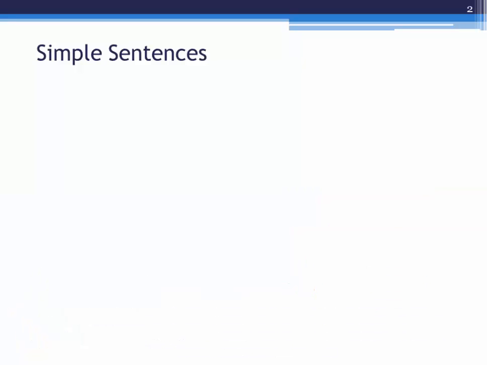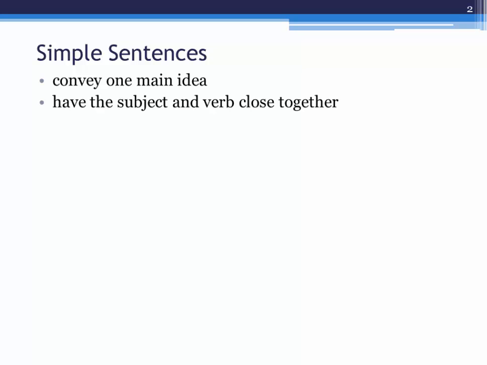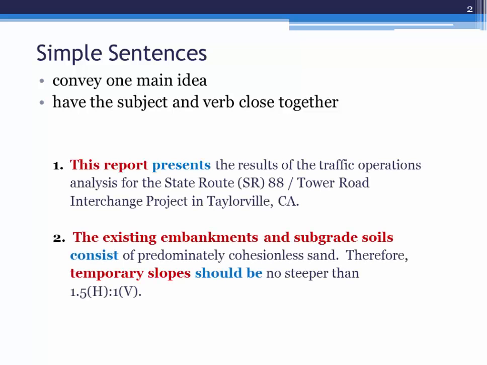Effective simple sentences have 2 characteristics that make them easy for readers. They convey one main idea, and they have the subject and verb close together. Read over these examples of simple sentences that have the subject in red and the verb in blue. You should see that there is one idea in each sentence, and the subjects are close to their verbs.